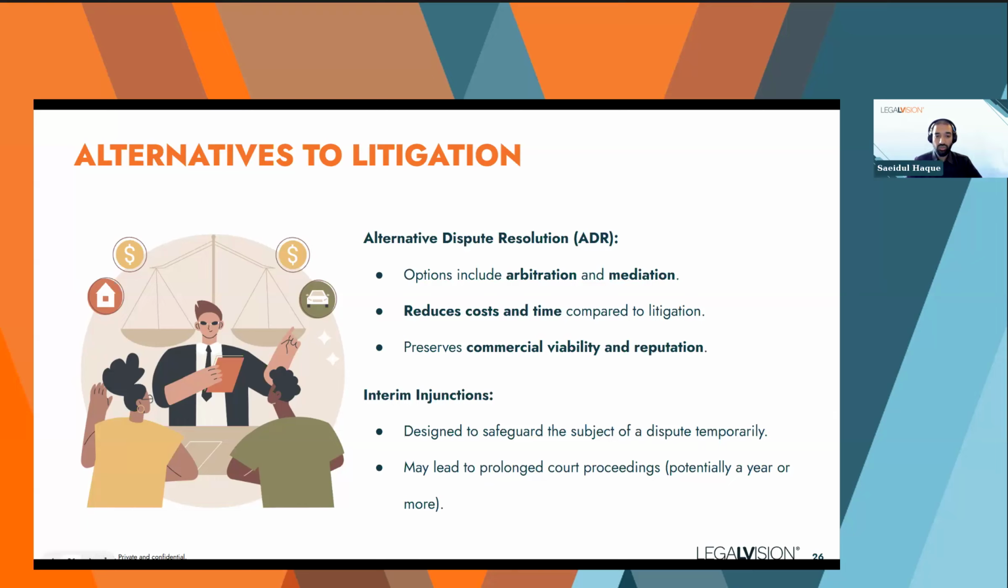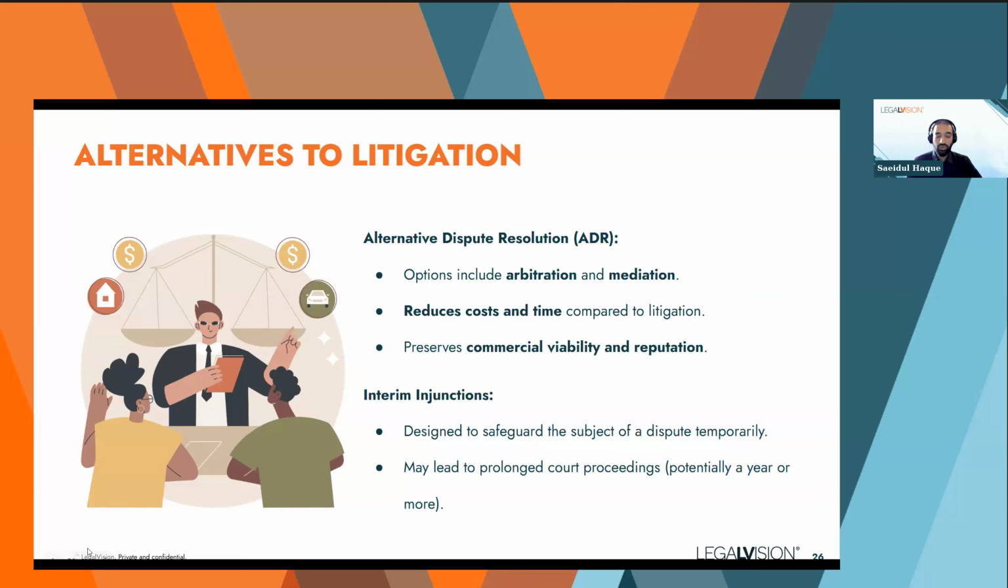Even though it's important to try to move quickly to get an injunction, this will only be an interim injunction, and you could still be up for a year long or more fight in the courts. The main purpose of the interim injunction is to safeguard the subject matter of dispute, pending the final determination of the matter by a court.